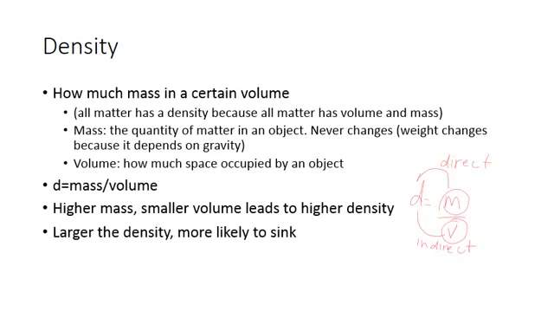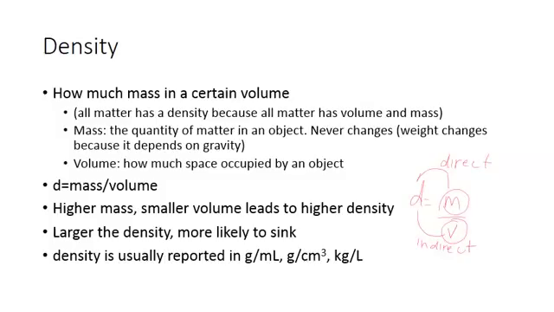And the larger the density, the more likely it is to sink. Density is usually reported in units of grams per milliliter, or grams per centimeter cubed, or kilograms per liter. So when you're getting the units, you're having your mass divided by your volume, so to get your units, you just divide them as well. If mass was in grams and volume was in milliliters, you divide that and get grams per milliliter. Same thing, this could be anything with the base unit of grams, and this could be anything with the base unit of liters or meters cubed.